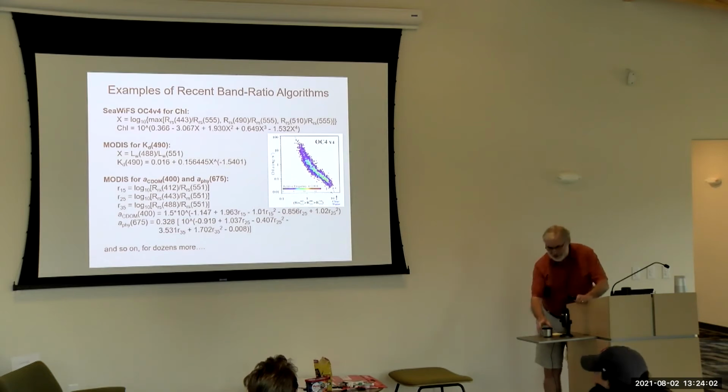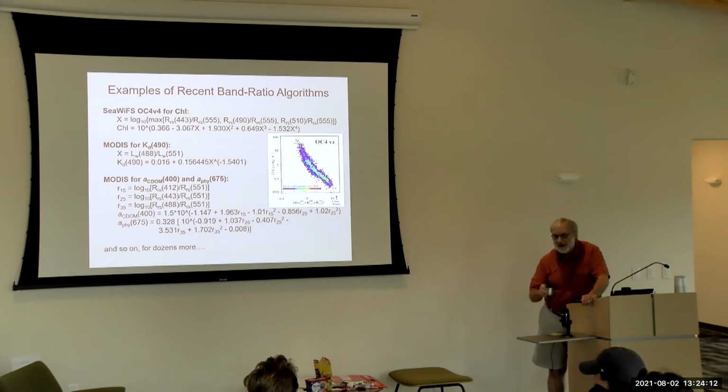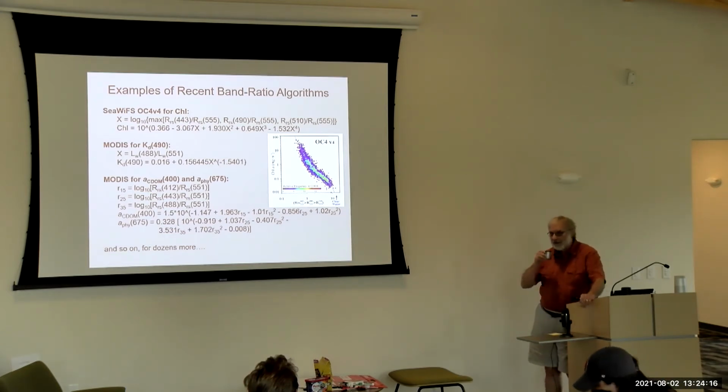So whenever you use one of these models and you want to apply it to your own data, you need to go back and read the papers and find out what data set did they use to tune the model. And is that probably like my water body, or is it probably different?